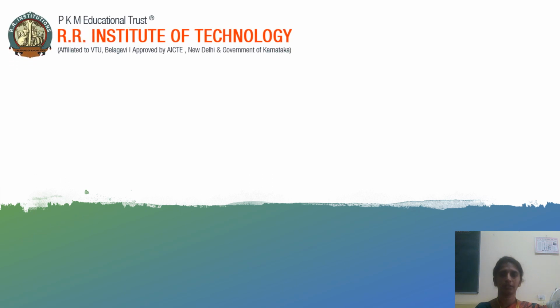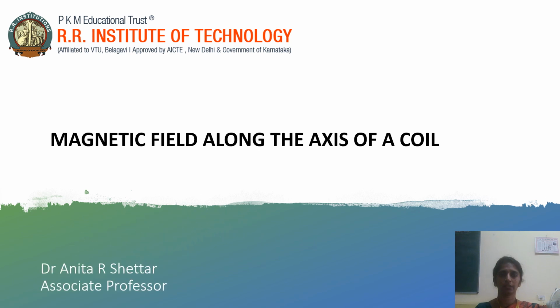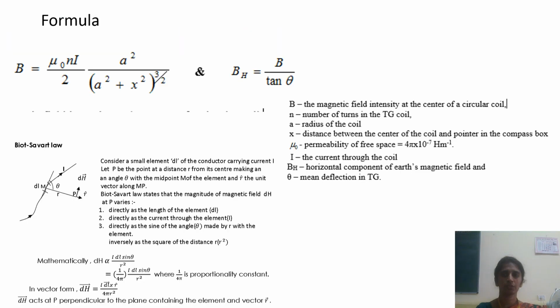Good morning. Today I am here to demonstrate how to determine the magnetic field along the axis of the coil, and hence we will determine Earth's horizontal magnetic field. This formula is based on the Biot-Savart law.